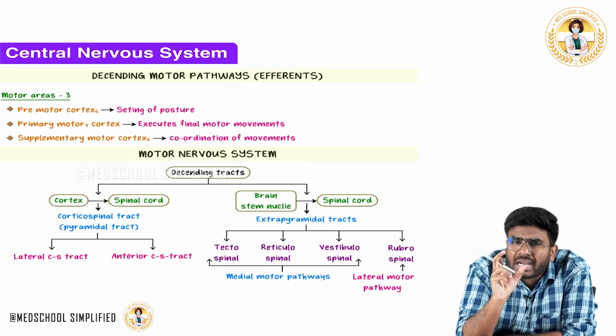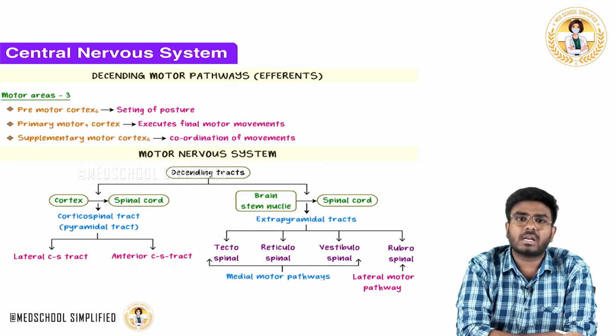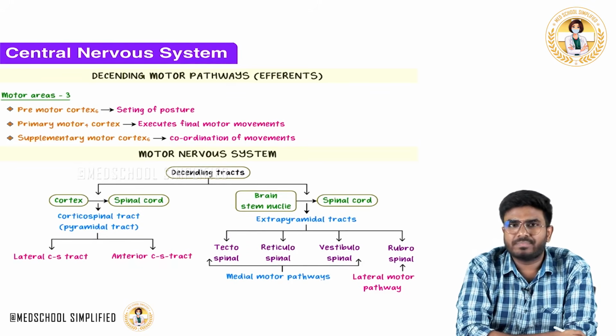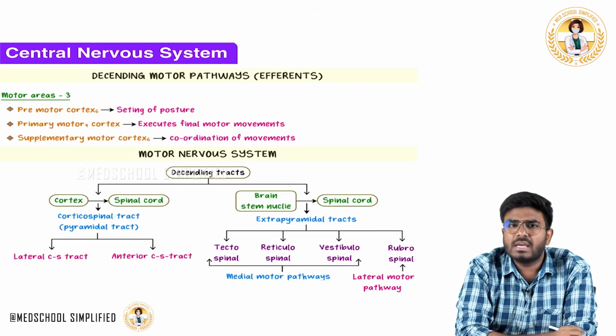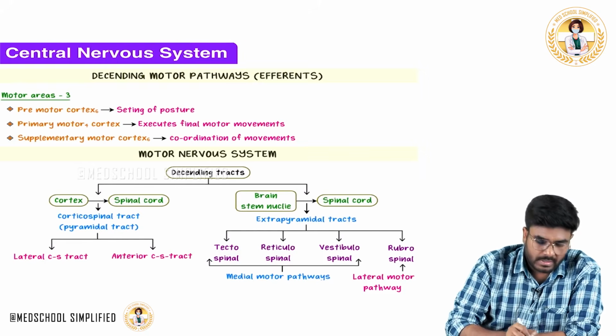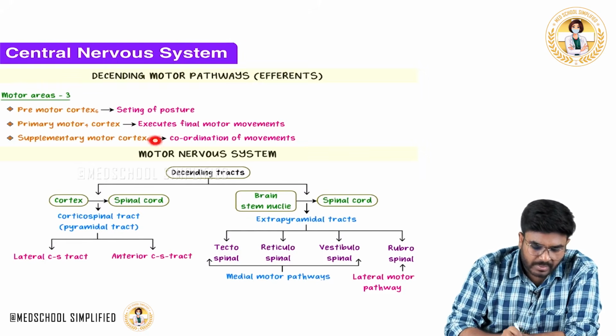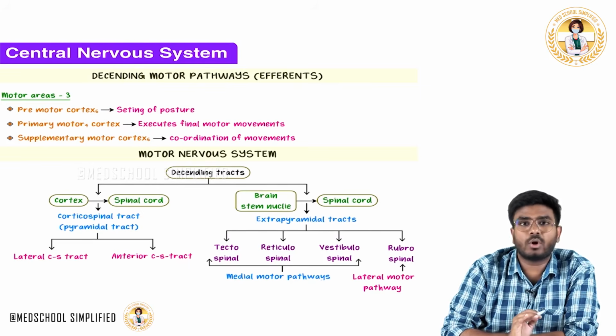Then which part of the cortex is controlling the motor movements? The motor movements are controlled by the motor cortex, which is divided into three areas. We have already seen this in the previous videos. The precentral gyrus is called the motor cortex. This motor cortex is divided into three areas: premotor cortex, primary motor cortex and supplementary motor cortex. These are the three parts of the motor cortex.